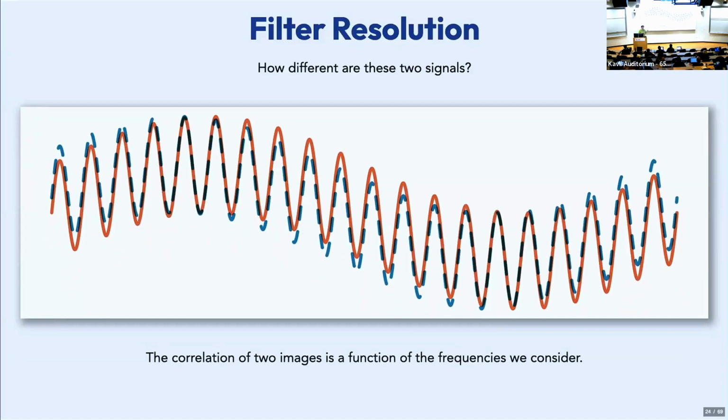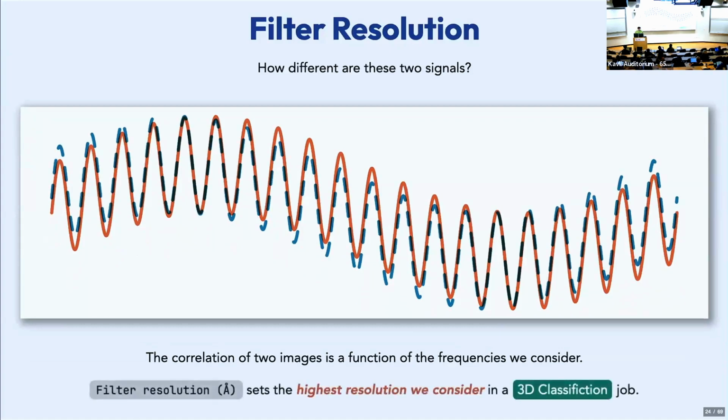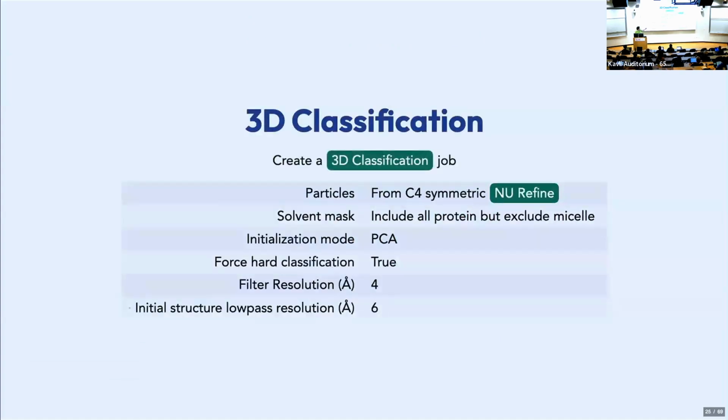Generally, you want to set the filter resolution to the lowest resolution, the highest number, such that you can still see the difference, right? If you set it to like 60 angstroms, it's just a sphere. That's way too low resolution. You want to find that resolution where you can still see the calmodulin, but it's not super high resolution, okay? So I'm setting it to 4 in this case.